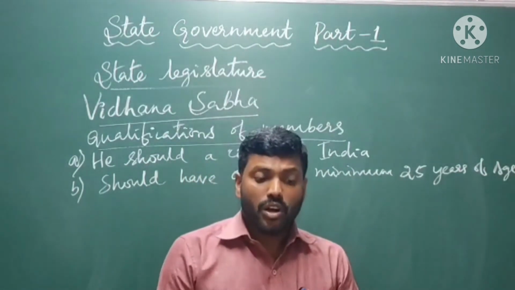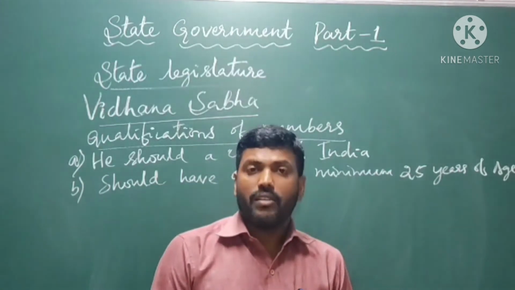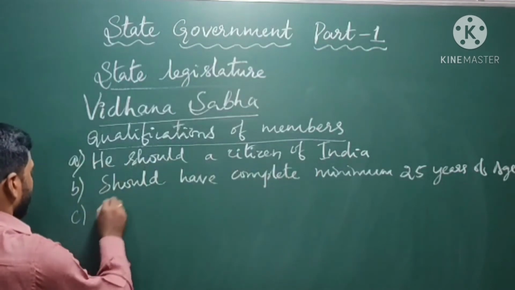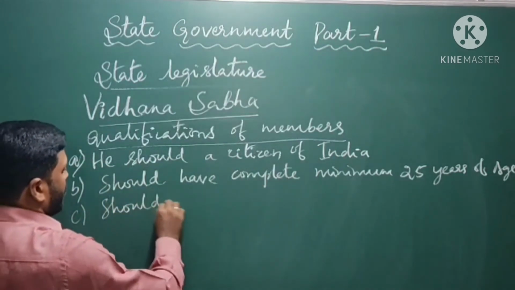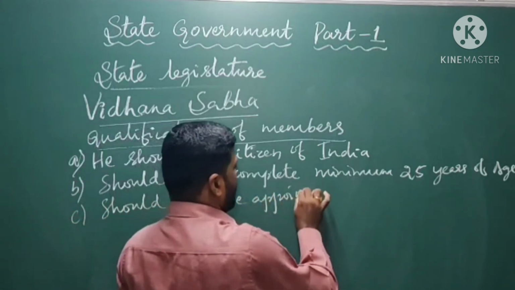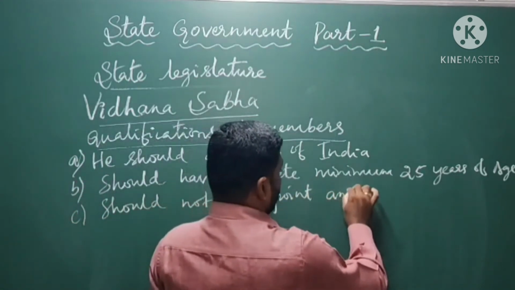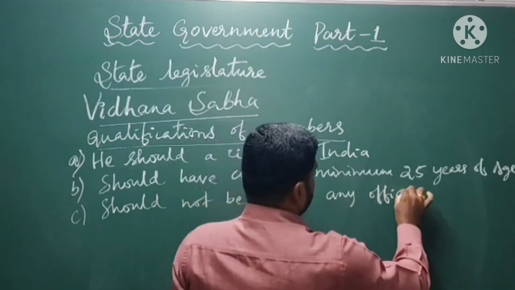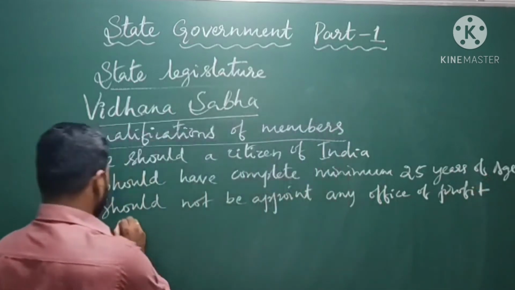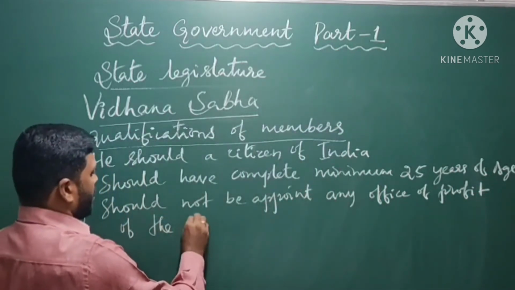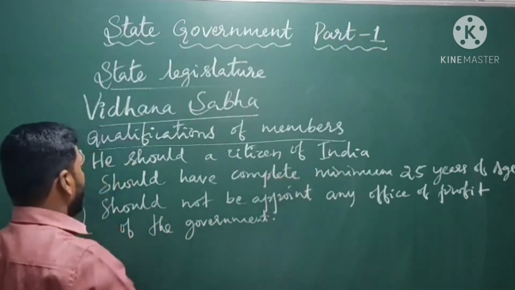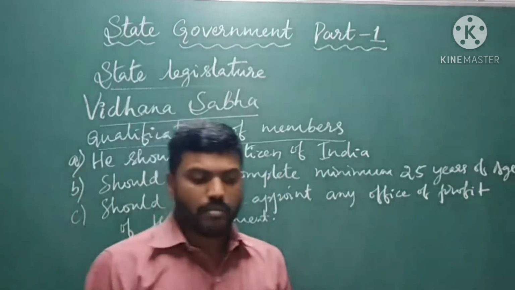Next, should not be employed in any office of profit of the government. Should not be appointed to any office of profit of the government. Okay, this is one more qualification required to become a member of Vidhana Sabha.